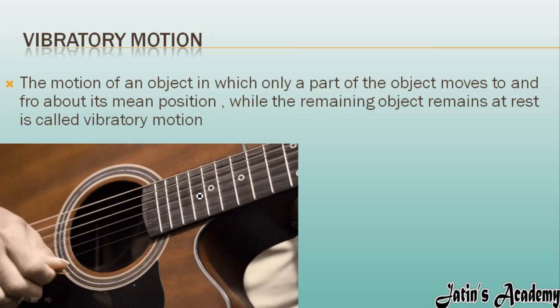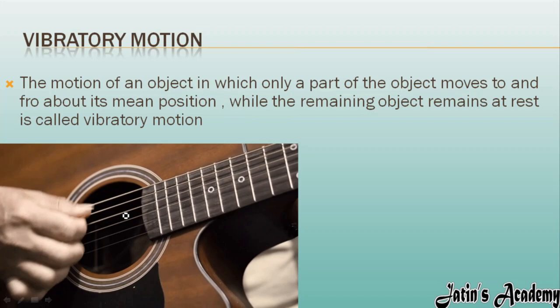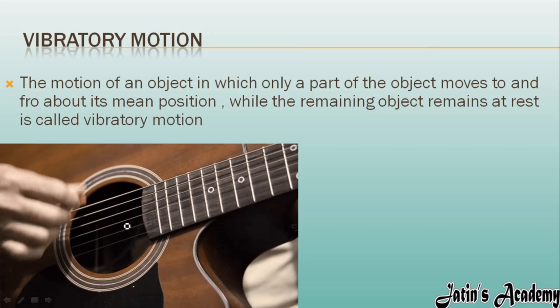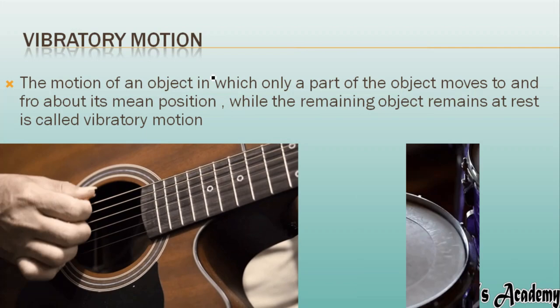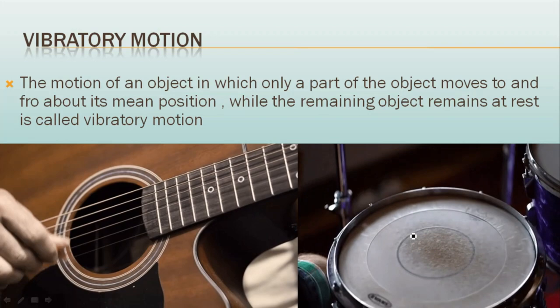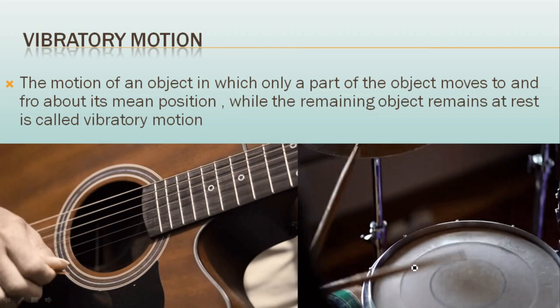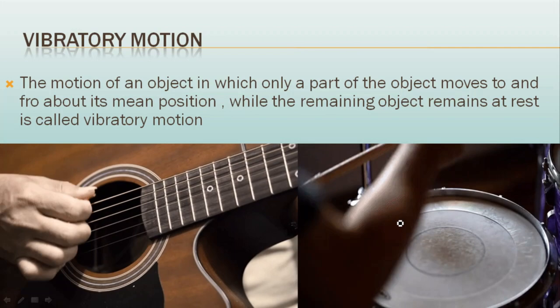So that type of motion in which a few parts of the object show to and fro motion about their mean position, while the remaining object is at rest, is known as vibratory motion. For example, beating of the membrane of a drum. Membrane means this white portion. When you beat the membrane of the drum, only the membrane will show to and fro motion, but the rest of the drum is at rest only. So this kind of motion is known as vibratory motion.